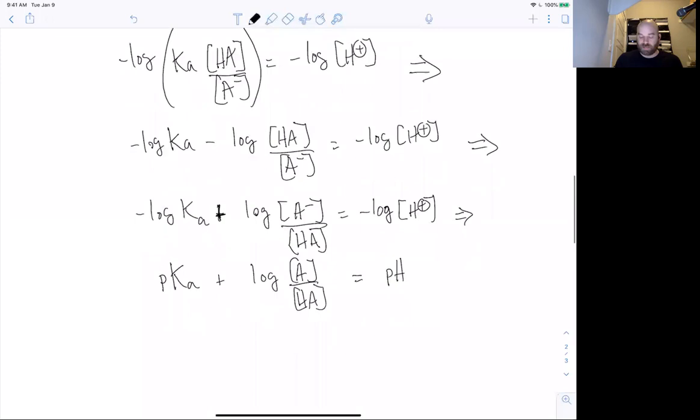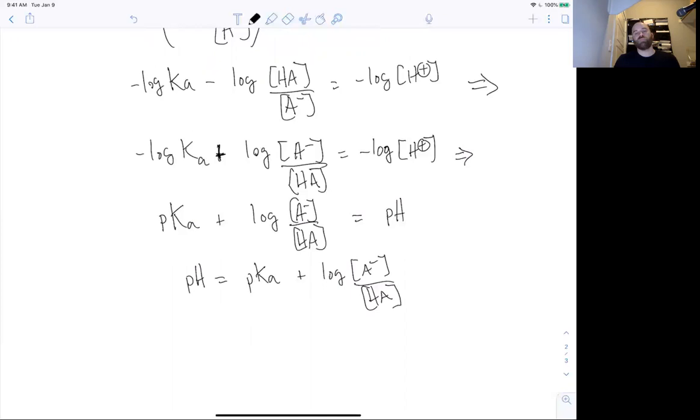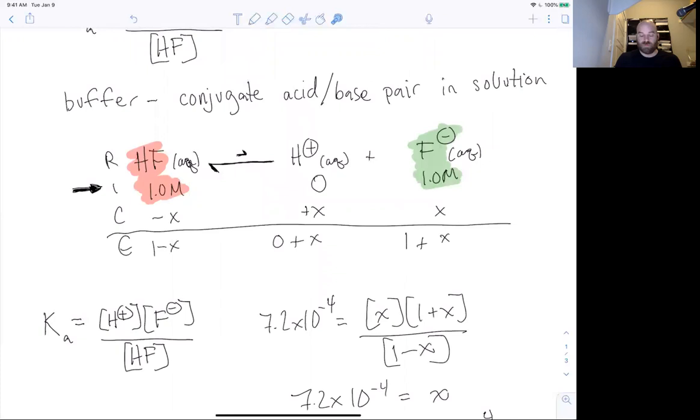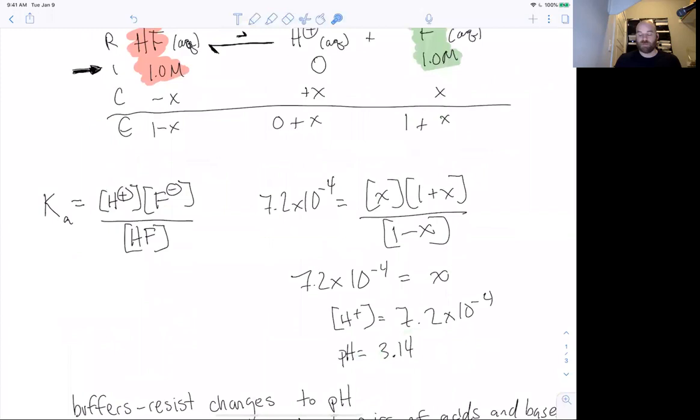Usually the way you'll see this equation written, so this is the Henderson-Hasselbalch equation, is that the pH is equal to the pKa plus the log of A minus over HA. So this is a very handy equation to have. If we go back and look at this problem that I set up up here, where we have this and this, and we go through and do the minus x, et cetera, and I solve it using a Rice table and calculate H plus, I come out with a pH equal to 3.14.